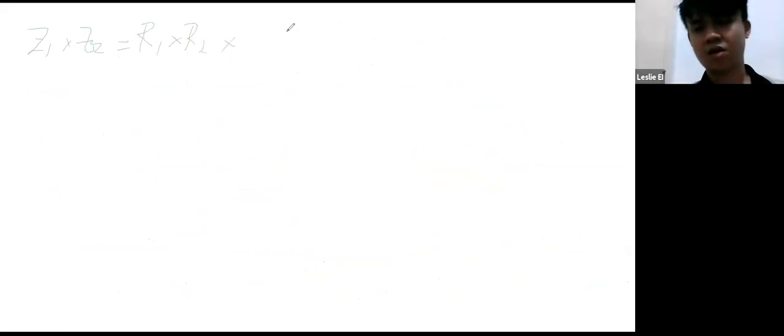So now the result, just now z1 times z2. I have solved until r1 times r2, right? And then you pay attention at the picture that you have taken. There are two terms that don't have I, which is cos alpha cos beta minus sine alpha sine beta. You can find that?